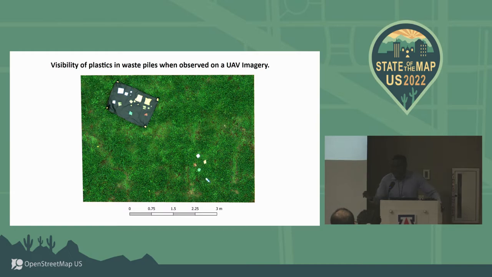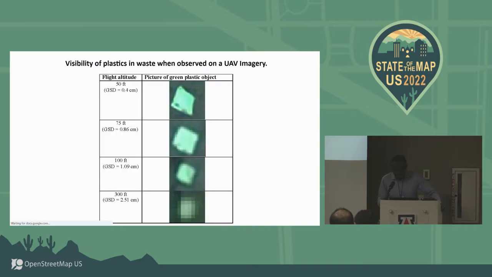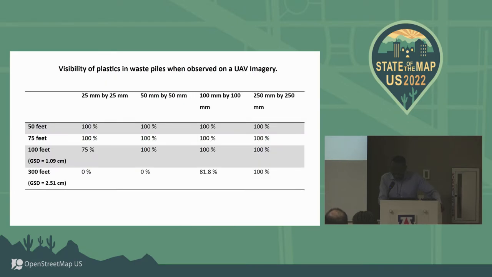We had some plastics on the ground, and we were flying a drone at different heights. For example, you can see at the top there, we flew our drone at 50 feet. We could see our plastic, but when we increased the height, the plastic was not even visible. Flying a drone in a location where there are buildings makes it difficult to fly very low, and we were only able to observe the plastics when we flew lower. So it was a big challenge for us.